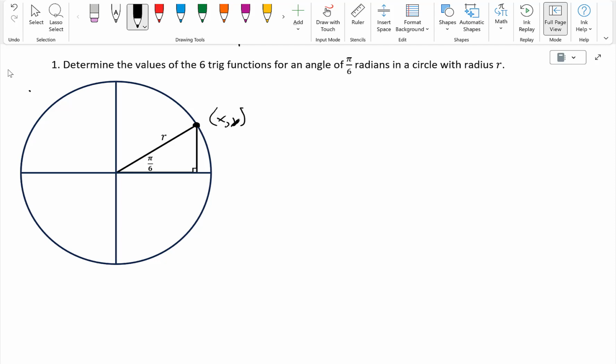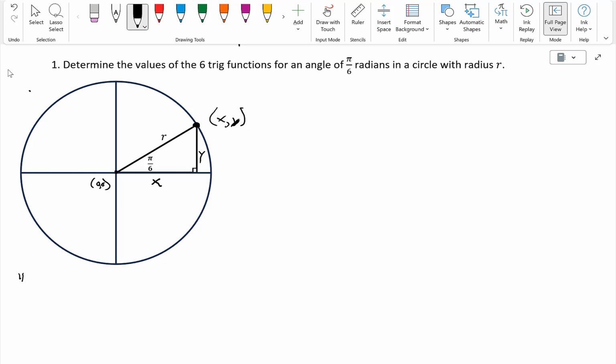All right, and so our x value is that distance out from the origin to the left or right, in this case to the right, into quadrant 1 over here, if we think of being centered at the origin. And our y distance is up from that origin. So we've got x, y, and r, the radius of the circle, with an angle of pi over 6 radians.